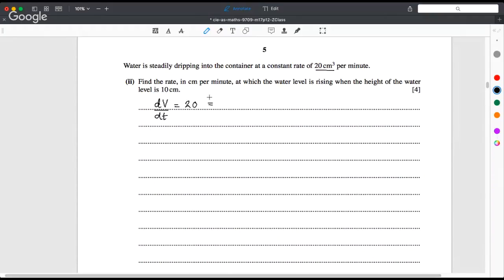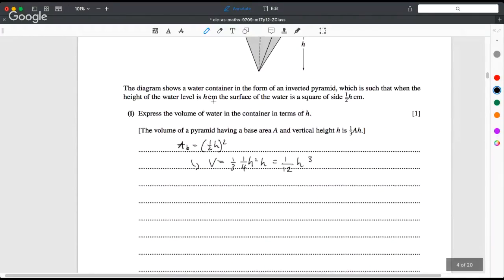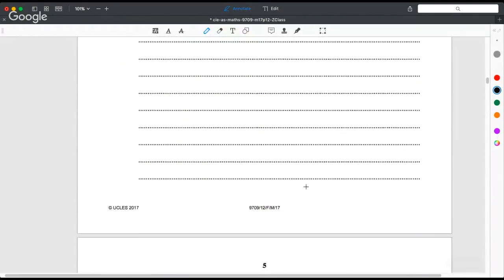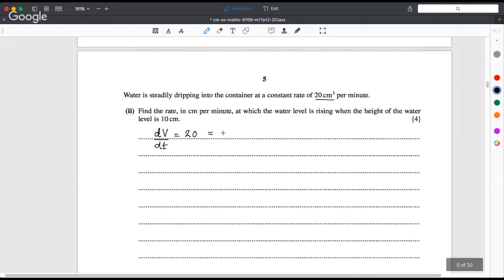But we can also differentiate this expression we found, h cubed on 12, to get the rate in terms of h. So it's 1 on 12 d/dt of h cubed. And then you use the chain rule here. That gives you 3 on 12 h squared dh/dt. And so you can see that dh/dt, because this whole thing is equal to 20, is 80 on h squared.